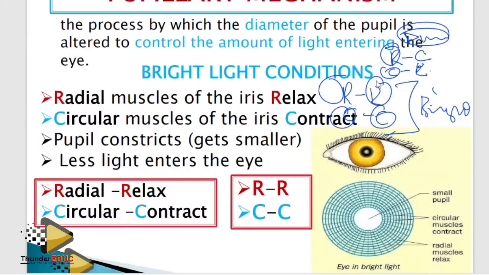While in bright light, people don't mix. They're scared to be seen. R with R, C with C. Radial muscles relax, circular muscles contract. And then less light will enter the eye. And then what happens? You'll be able to see in bright light. So basically, that's it.